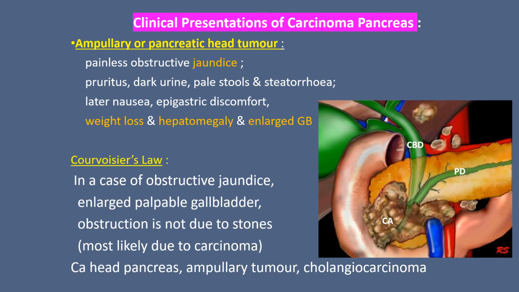Most likely, it is due to carcinoma of the head of the pancreas, a periampullary tumor, or cholangiocarcinoma. Okay, this diagram shows you the location of a carcinoma of the head of the pancreas, causing obstruction to the bile duct and the pancreatic duct. More so the bile duct, which causes deep jaundice and an enlarged gallbladder in these patients.